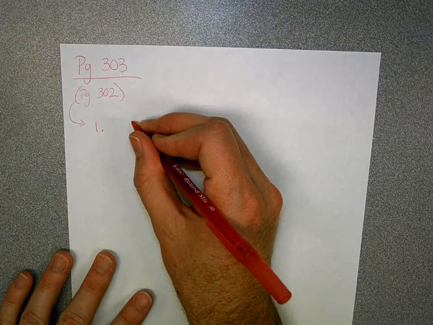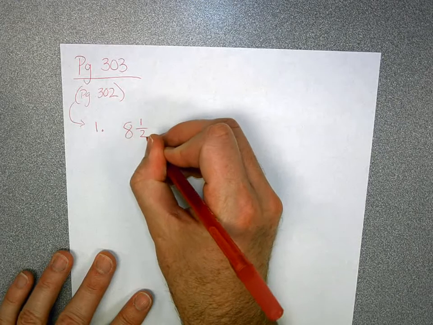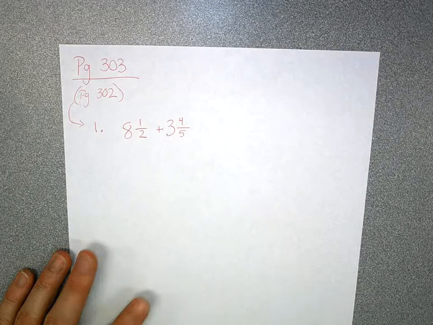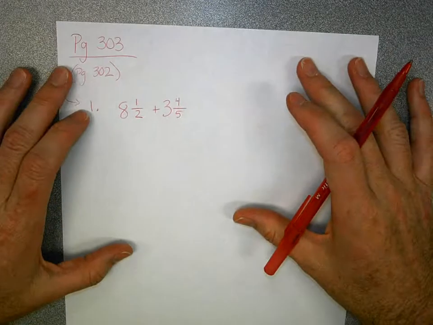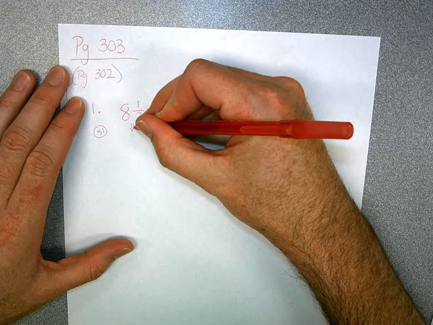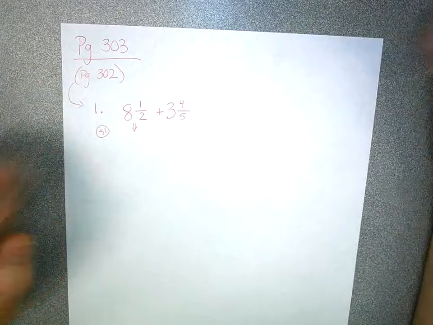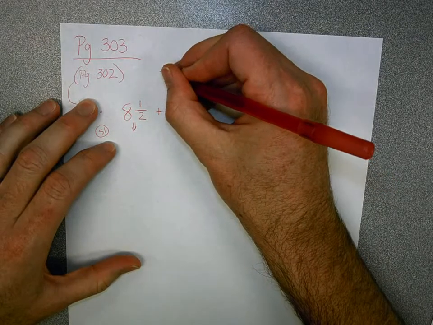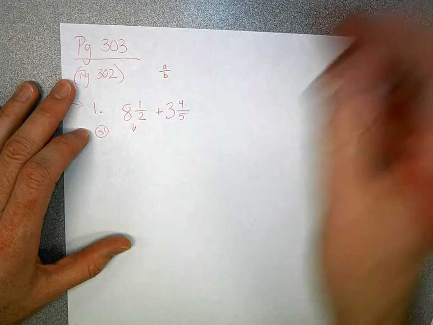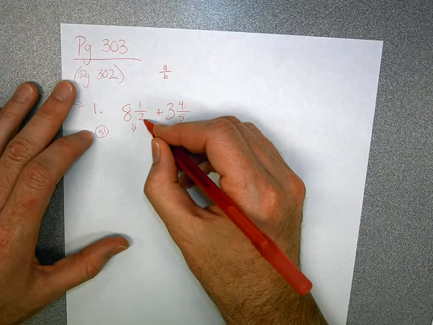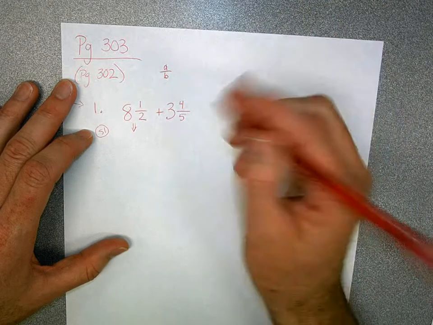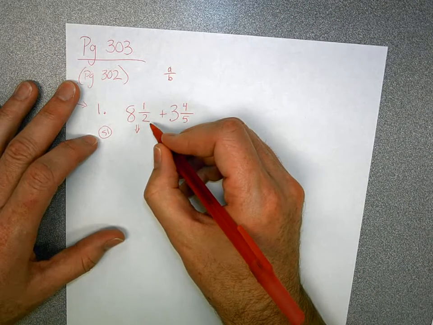Okay, so what we have is 8 1/2 plus 3 4/5. Okay, so here's what we're going to do. Step one, when we're solving problems like this, is we're going to convert them to A over B form. And what that means is, I'm just using variables here to tell you, but all that means is a number over a number. Okay, so in this case, of course, it's converting a mixed number to what's more than likely going to be an improper fraction. So if you don't remember how to do that, here's how you do it.